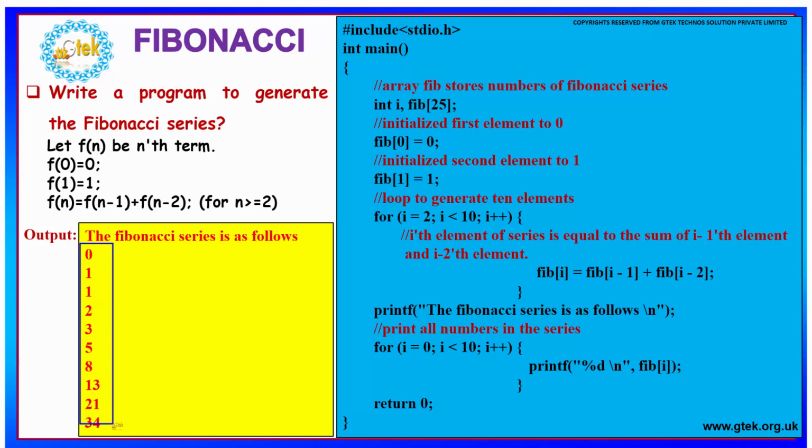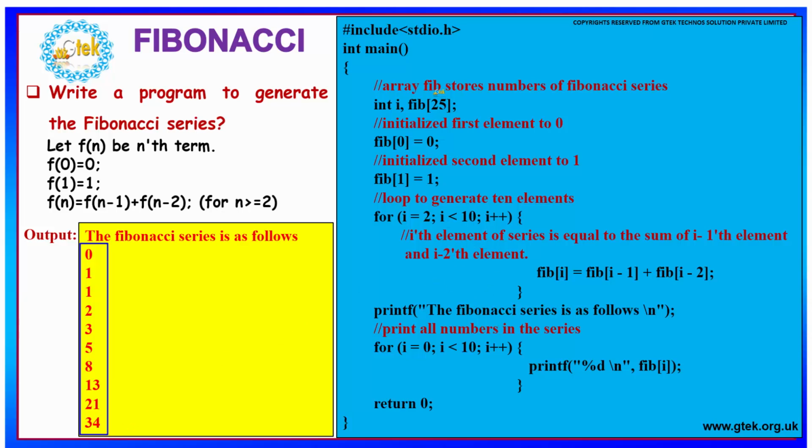If you see, my first two values are standard, 0 and 1, and the third value is the sum of the previous two values, that is 1 plus 0 is 1, and our next value is the sum of the previous two values, that is 1 plus 1, 2, 2 plus 1, 3, 3 plus 2, 5, 5 plus 3, 8, 8 plus 5 gives you 13, 13 plus 8 gives you 21, 21 plus 13 gives you 34. So this is known as your Fibonacci series.